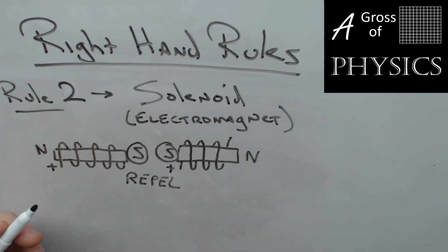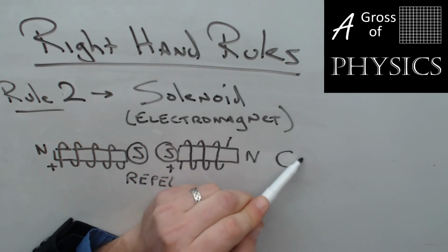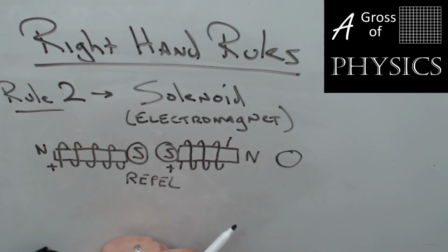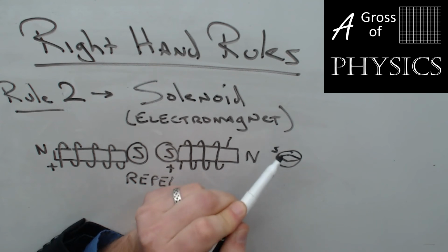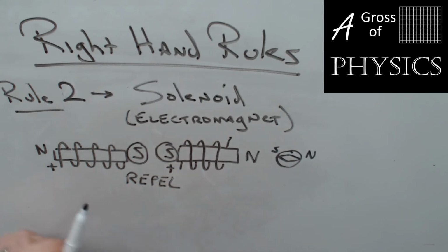You could even have a compass nearby, and it would ask what pole points towards the solenoid. For example, if I had a compass over here, it would ask how would the compass act, and it would line up here. This would be the south pole of the compass, and this would be the north pole.